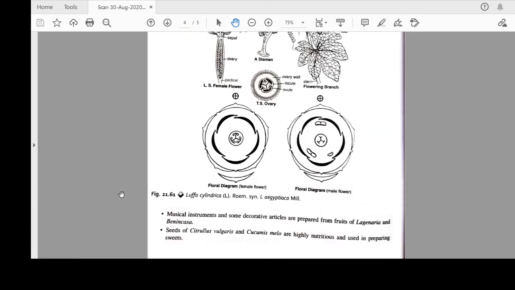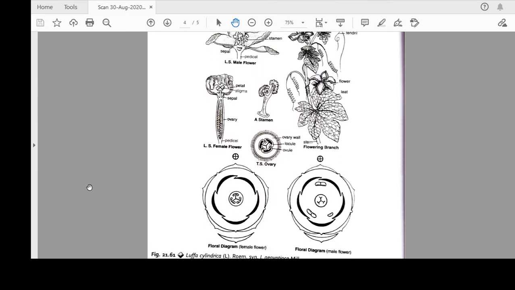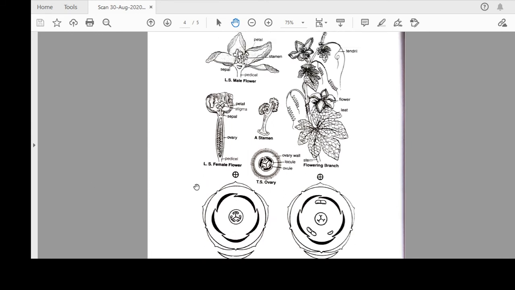We all know this. This is a diagrammatic representation of a flower, Luffa cylindrica. So this is LS male flower, sepals, petals, fused petals and stamens. We can see 2 plus 2 plus 1. This is LS female flower where we can see this is inferior ovary. All floral parts are above this. These are sepals, stigma, petals. So ovary is inferior, stamens like this. This is flowering branch. We can see tendrils, palmately lobed leaves, etc. And this is TS ovary with parietal placentation. Ovary wall, locule, and ovule.